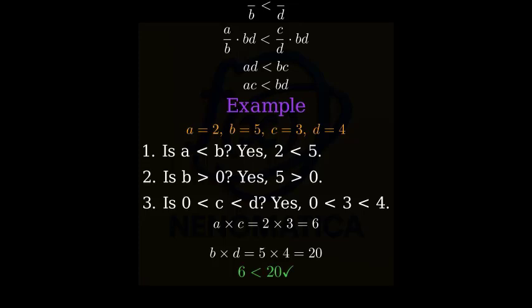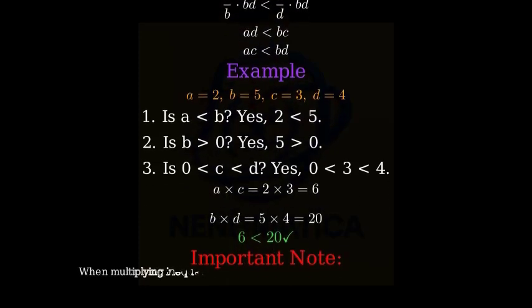It's important to note that in our property, b and d are both assumed to be positive. This is crucial because multiplying by negative numbers reverses the direction of inequalities. For this property to work, both b and d must have the same sign. In this case, we're focusing on the case where both are positive.